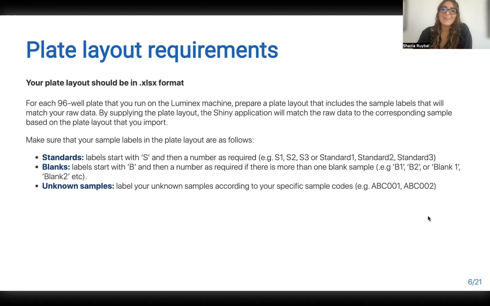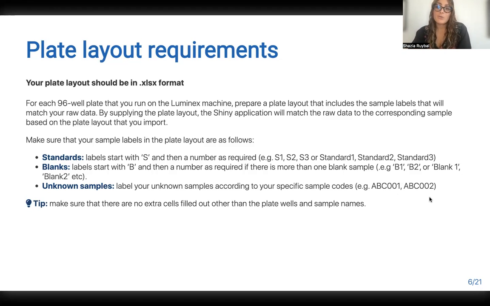I'm going to sound super repetitive, but it's really important to label your samples appropriately. The only difference in the plate layout to the machine is that now this is where we label our unknown samples according to the specific sample codes. So for example, say your cohort study or cross-sectional survey has the study code ABC, and then the numbers are for individual samples. You can then label them ABC 001, ABC 002, instead of unknowns. That's how this Shiny app will match everything together.